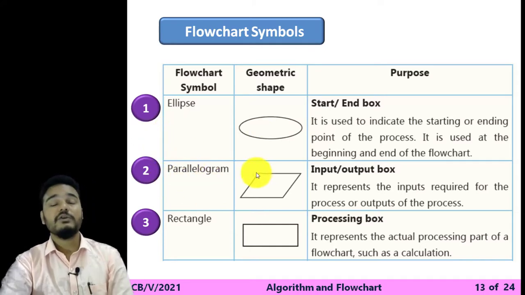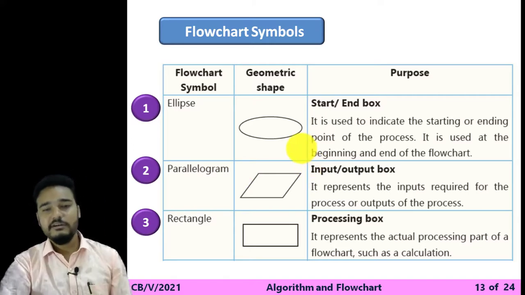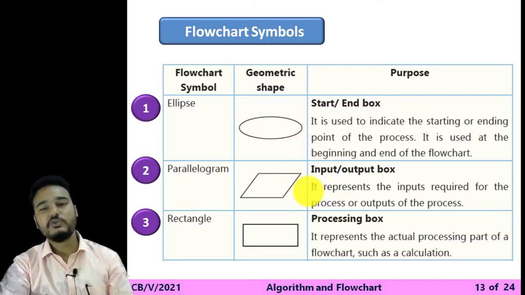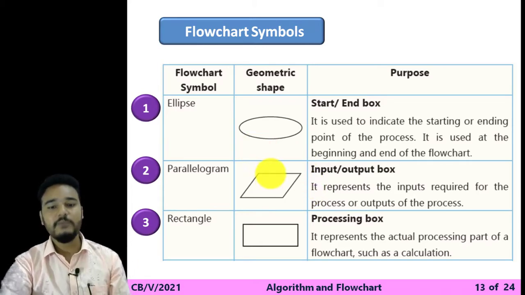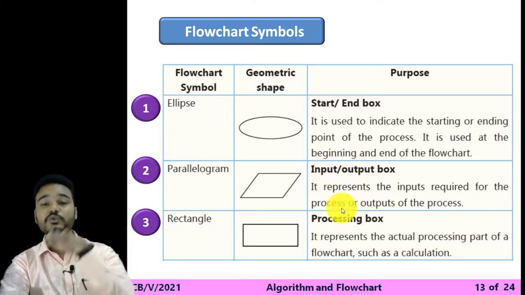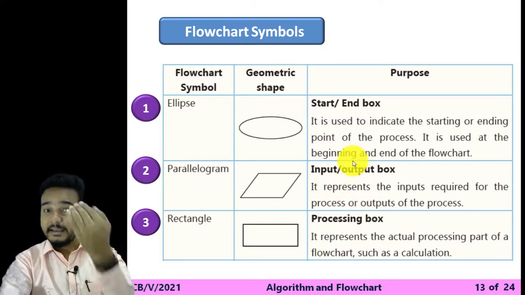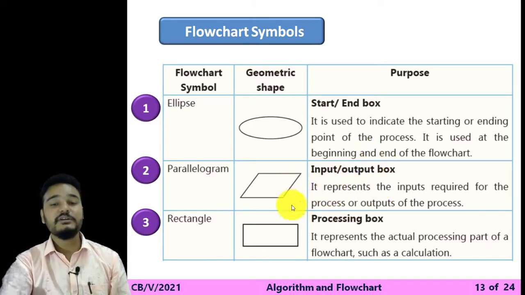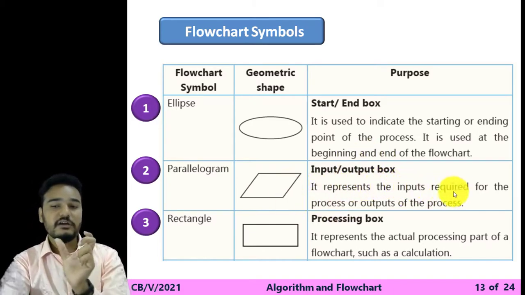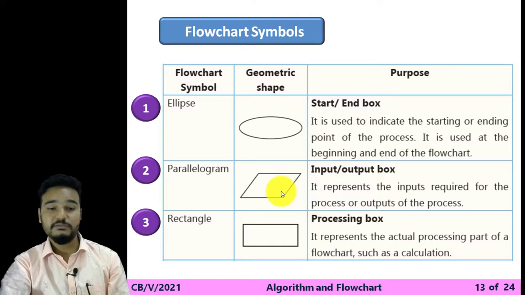The second one is the parallelogram. You might have learnt it already in maths. This is a slanted rectangle or a slanted square, that is called a parallelogram, and it is used to show the input and output box. What is input? Input means whatever instruction we will be giving to our flowchart, and output means whatever instruction or result we will be getting from our flowchart. So it represents the inputs which are required for the process and the output of the process. So the parallelogram is another symbol.